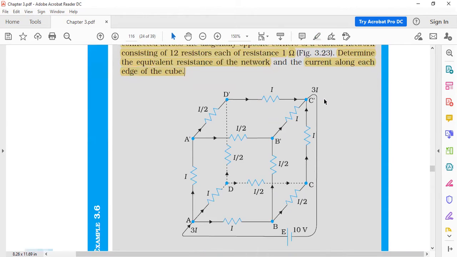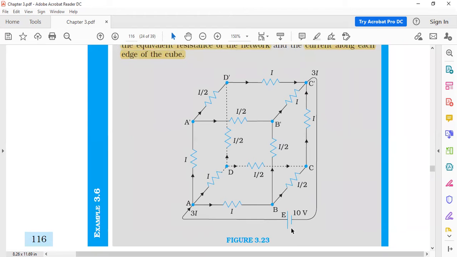Look at this diagram. This is the given data. You have a cell of 10 volt, and a cube whose 12 edges each have one resistor of resistance 1 ohm. Instead of a complex circuit of 12 resistors, can I have one equivalent resistor? What is its resistance? I need to calculate that.